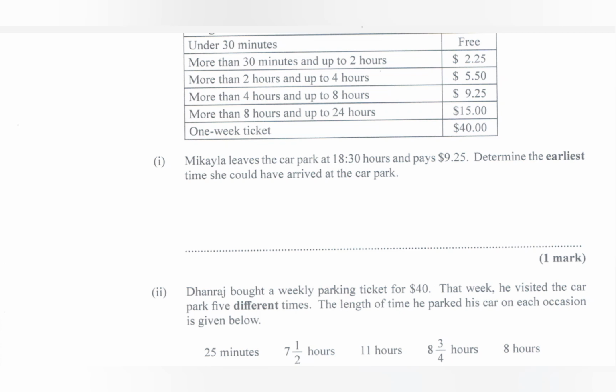So for the first day, he would be there for 25 minutes, so he would not pay any money because under 13 minutes would be free. So 0 for the first day. The second day he spent 7.5 hours, so he would fit into the third category that says 4 hours up to 8 hours. So that one would mean that he would be paying $9.25.